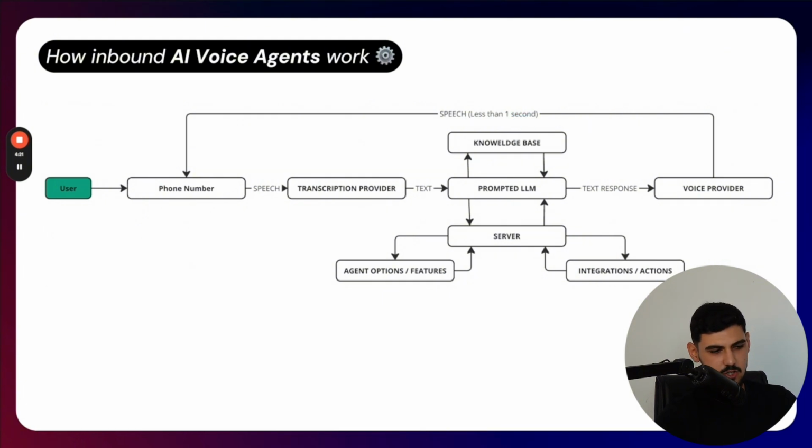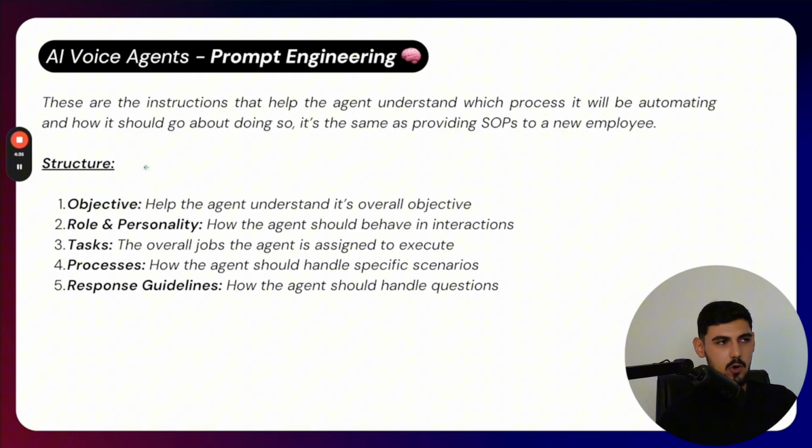And the latency is usually between half a second to a second. It doesn't often go longer than that. So if you ask it a question, within half a second to a second, it's going to get back to you. Now, what about prompt engineering? These are the instructions that help the agent understand which process is going to be automating and how it should go about doing so. It's the same as providing SOPs to a new employee.